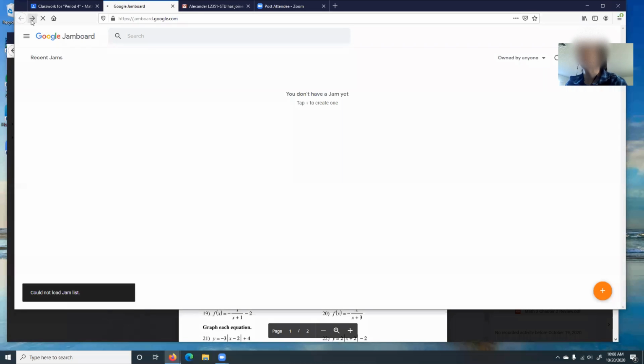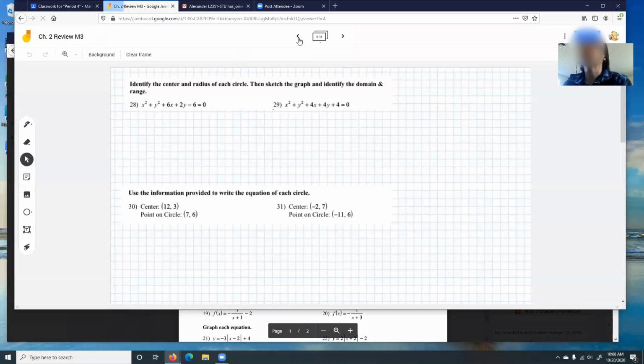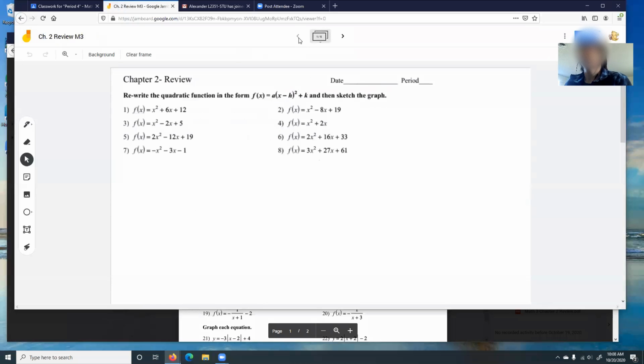Okay. I meant to go back a slide. All right. So need to go to the beginning here. So I've cut out certain problems from the worksheet. Here's the first 8 problems. Rewrite the quadratic function in the form f of x equals a times x minus h squared plus k. Then sketch the graph. So these are all quadratics, right? Which are all parabolas. And there's one I'm going to do with you today, and it's going to be number 6.